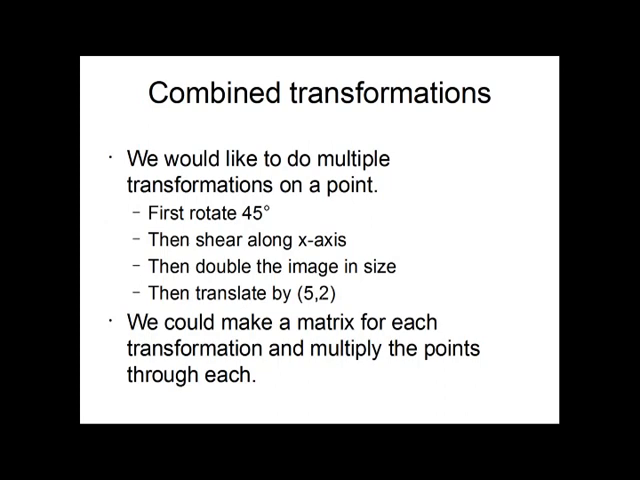So this idea, first rotate, then shear, then double the image in size, which is basically scaling by 2, then translate by some point. We could make a matrix for each transformation, and then we could take the point and multiply it through the rotation matrix and get a result. Take that result and multiply it through the shearing matrix and get a second result. Take that second result and multiply it through the next matrix, and so on and so forth. But what we want to do is to combine the operations first and then multiply the point through it only once.